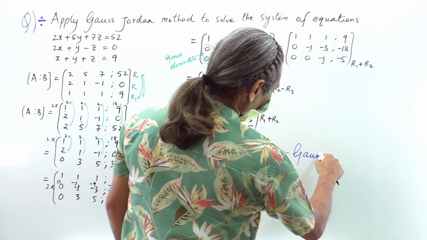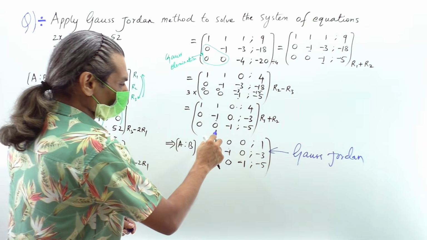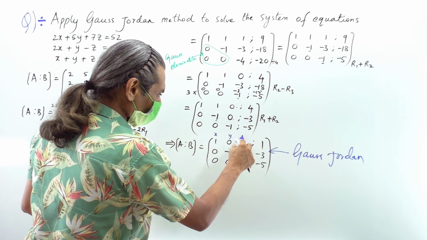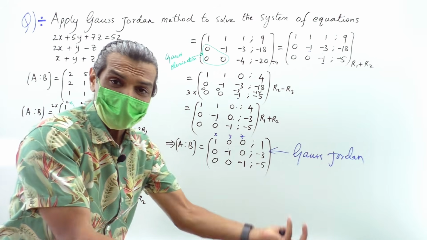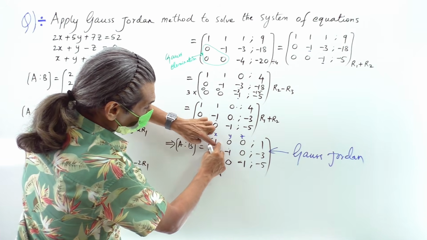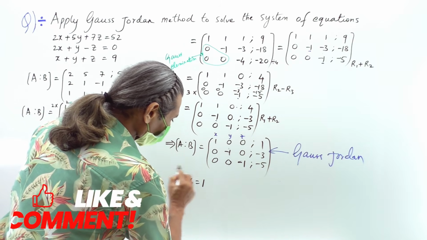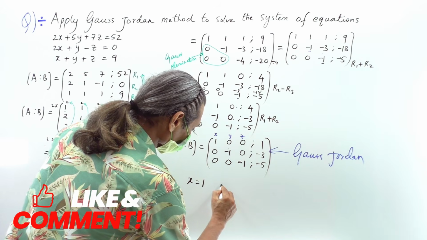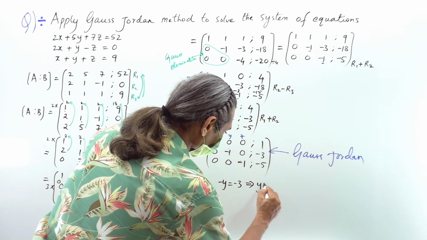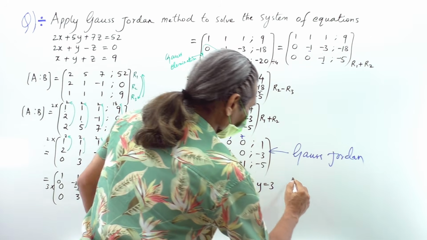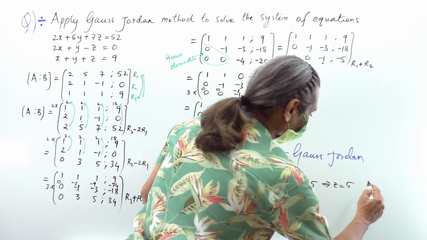This is the Gauss Jordan method. So this column is for x, this for y, and this for z, and this is the constant. So directly, no need to evaluate anything, since it is a diagonal matrix, 1x is 1, so x is equal to 1. From the matrix we can write x is equal to 1, minus y is equal to minus 3. That implies y equals 3, and minus z equals minus 5, that implies z is equal to 5.